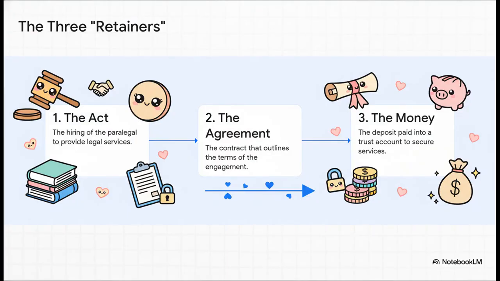You know, here's something that trips people up all the time. The word retainer can actually mean 3 different things. It can be the act of hiring you, like, I've retained a paralegal. It can be the physical agreement or contract, or it can be the money itself, the deposit that goes into your trust account. The exam will use it in all 3 ways, so you have to read the question carefully to know which one they mean.